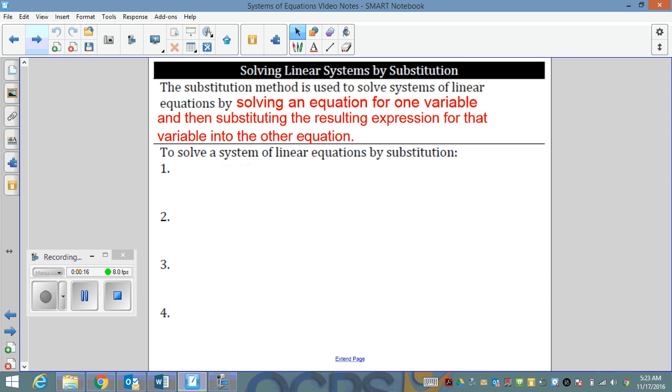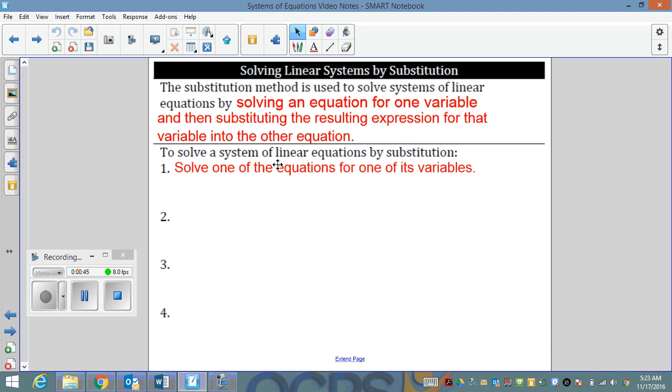So first of all, the substitution method is used to solve systems of linear equations by solving an equation for one variable and then substituting the resulting expression for that variable into the other equation. Now that sounds complicated and the steps seem a little complicated, but in the examples you'll see it's actually just a direct use of substitution where you remove something and replace it with something it's equal to.